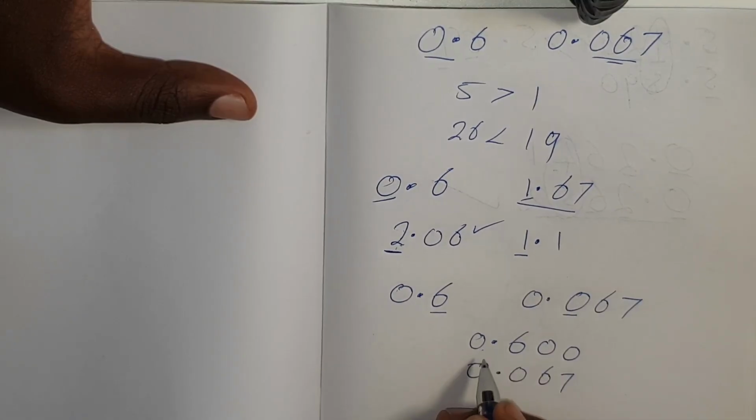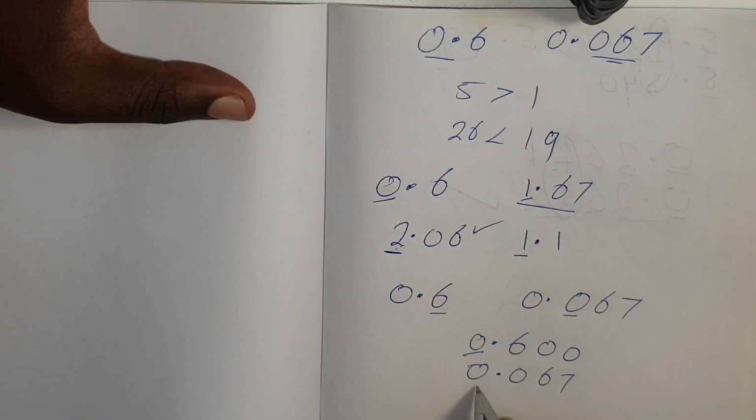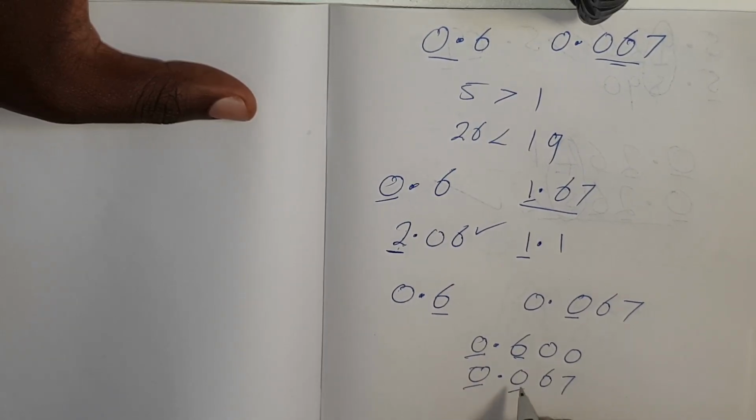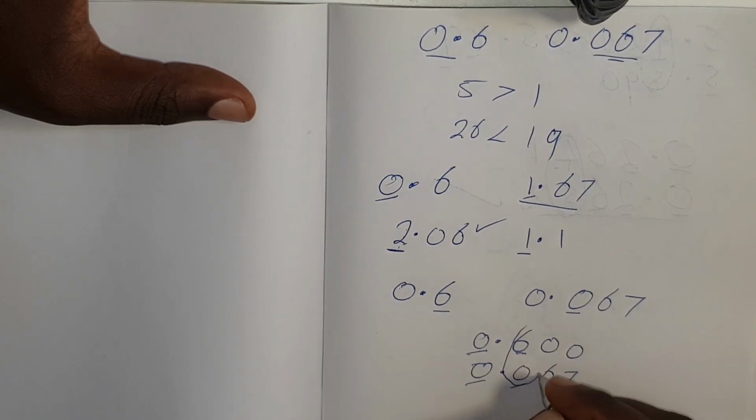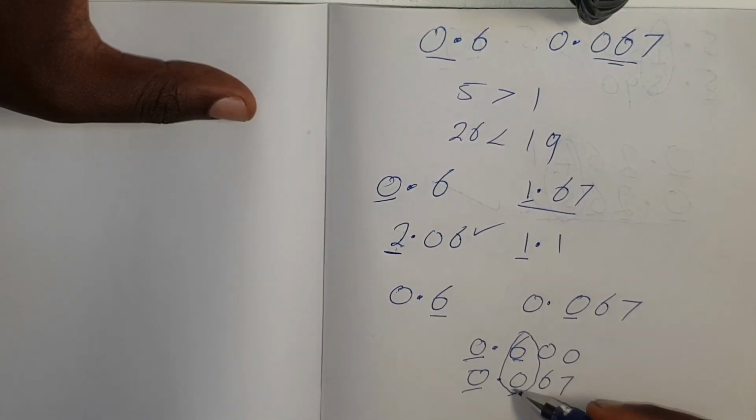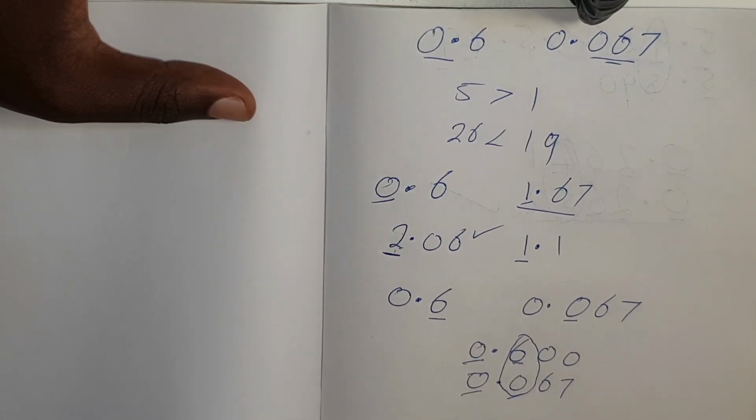You start with the whole numbers. 0 is similar to 0. And then you come here, 6 and 0, they are different. So we are comparing these two numbers. There's no need to go beyond this. And because 6 is bigger than 0, automatically that tells you that 0.6 is the bigger value.